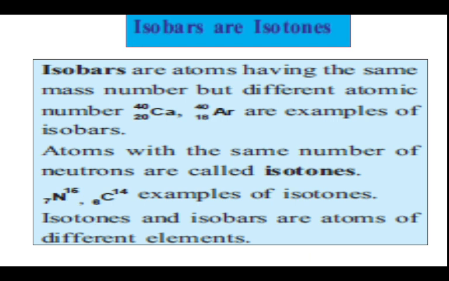Now, isobars are atoms having the same mass number but different atomic number. Calcium-40 (atomic number 20) and argon-40 (atomic number 18) are examples of isobars. Atoms with the same number of neutrons are called isotones. Nitrogen-16 (atomic number 7) and carbon-14 (atomic number 6) are examples of isotones. Isotones and isobars are atoms of different elements.